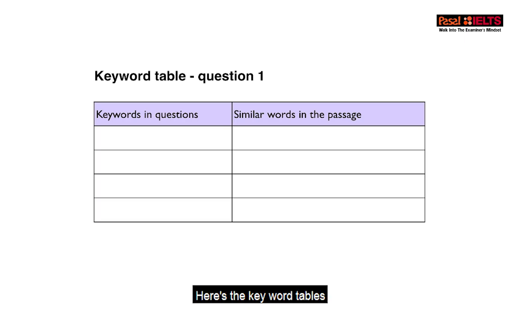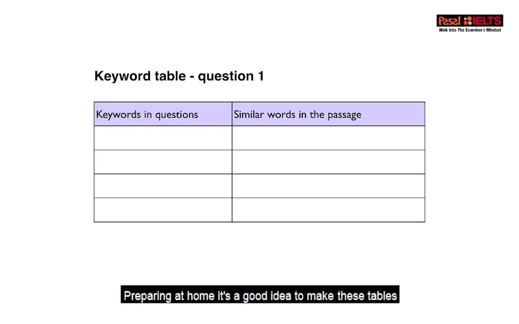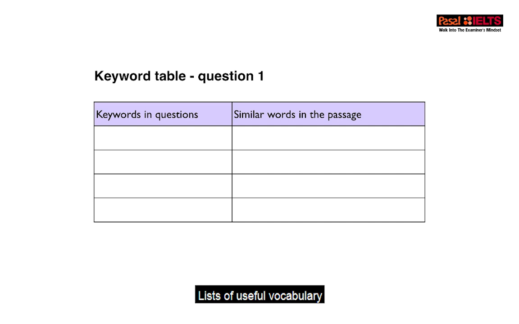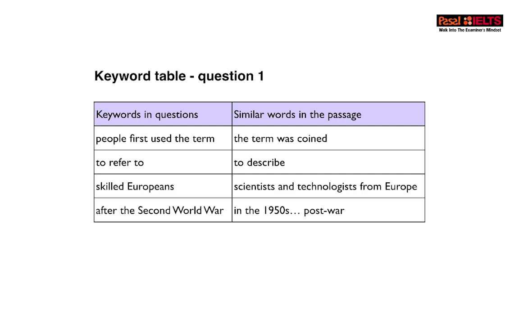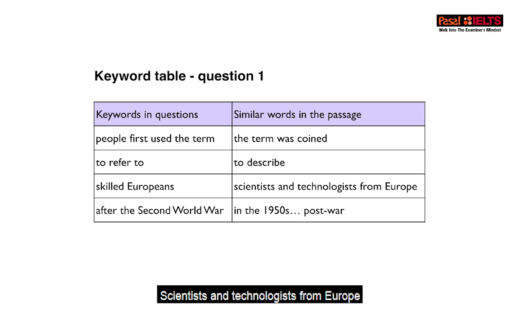Here's the keyword table for question 1. When you're practicing and preparing at home, it's a good idea to make these tables to keep lists of useful vocabulary. So we have keywords in the questions and similar words in the passage. If you remember question 1, we had people first used the term, was coined to refer to, describe skilled Europeans, scientists and technologists from Europe, after the Second World War, in the 1950s, post-war.